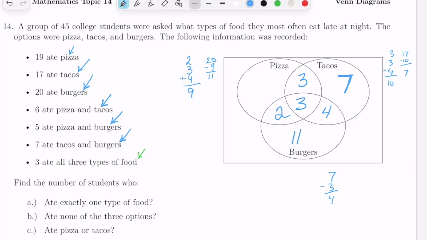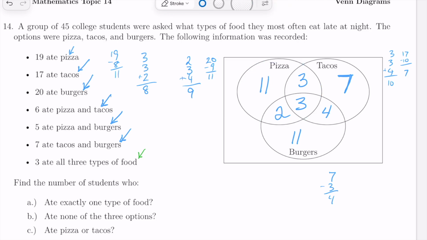Lastly, we're going to do the 19 pizza people. This whole big circle here needs 19, and you can see I already have 8. There are 8 people in the pizza circle already. So 19 minus 8 is 11.